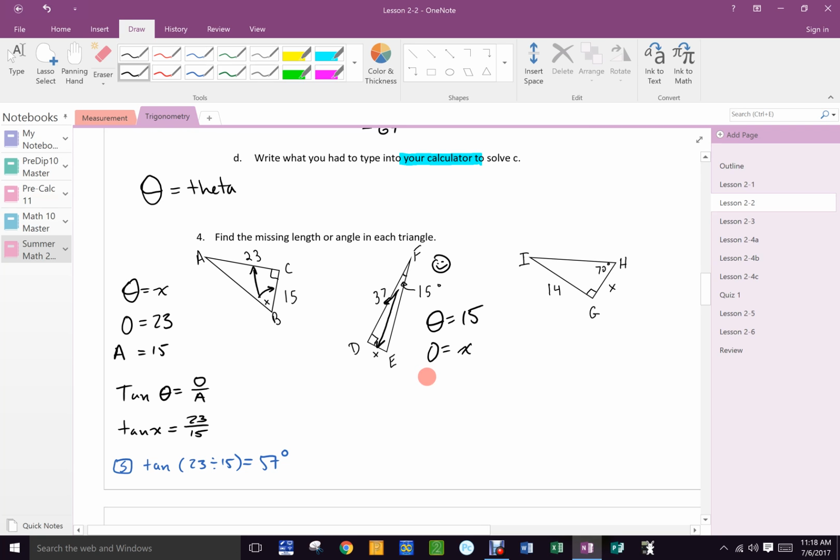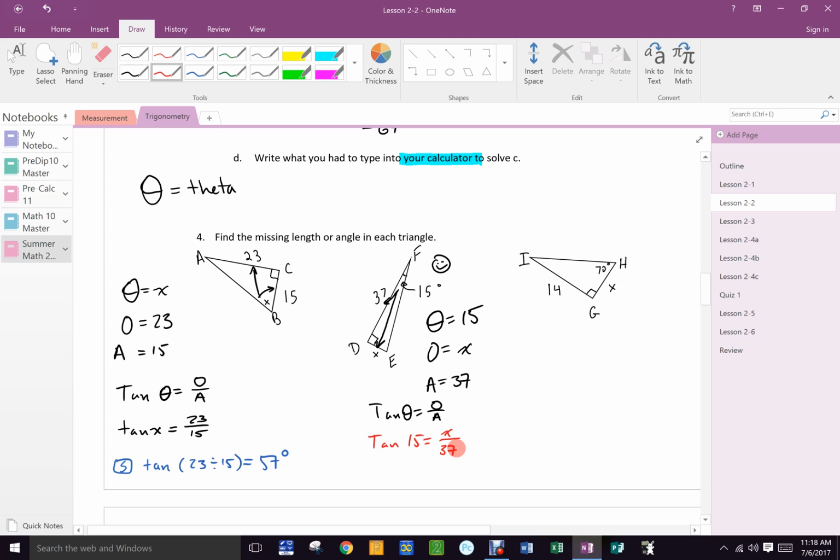Is that adjacent or a hypotenuse? That's adjacent. What do we know always when we have opposites and adjacents and a theta? We know that tan theta equals O over A. Fill it in. Tan of what? What's theta? 15 equals what? O over A. What's O? X. What's A? 37. Now, stop for a second there.